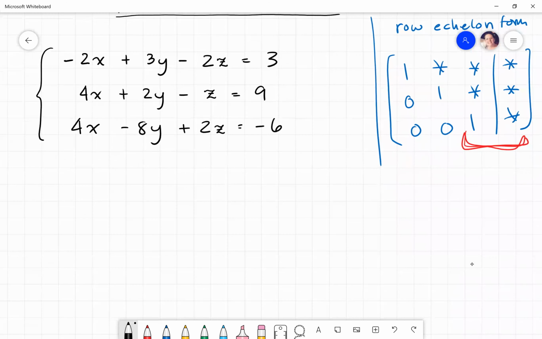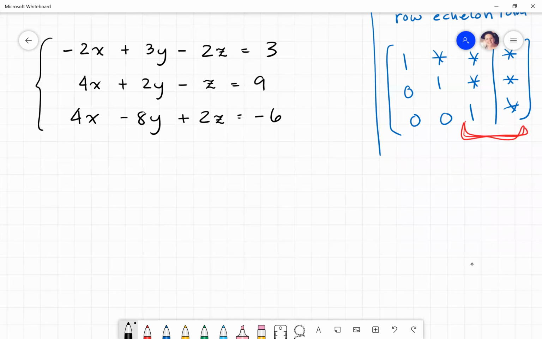Okay, so first step always when doing this method is to write the corresponding matrix. I might write the equations first, or the rows first, and then put the bracket, because sometimes I make it the wrong size.